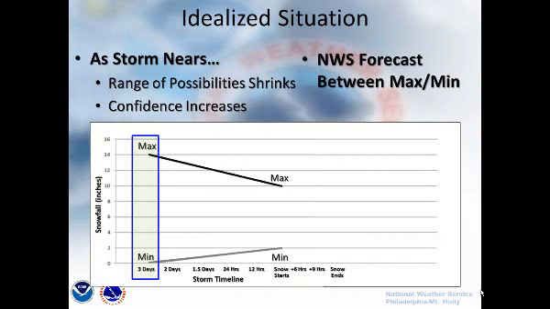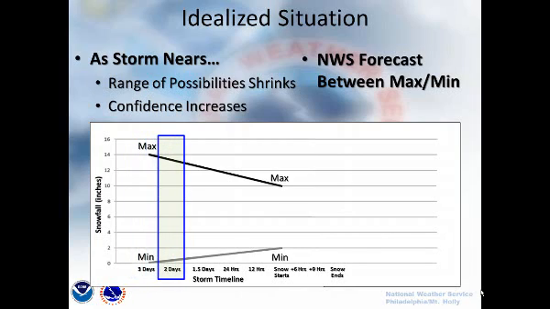Now, let's take a look at an idealized situation where we have an upcoming snowfall event. And the black line that you see at the top represents the right goalpost. It's the potential maximum amount of snow from the upcoming event, and the gray line at the bottom represents the potential minimum amount of snow that can be expected from the upcoming event. And 3 days out, at the beginning of this example, you can see that the goalposts are pretty wide apart.